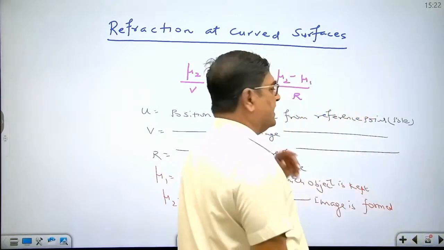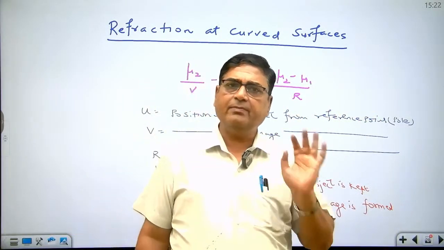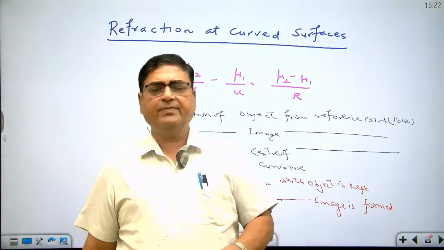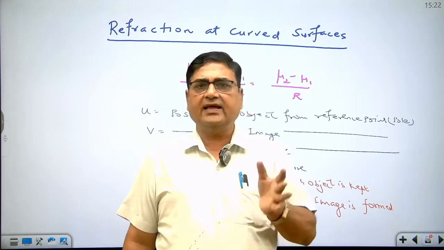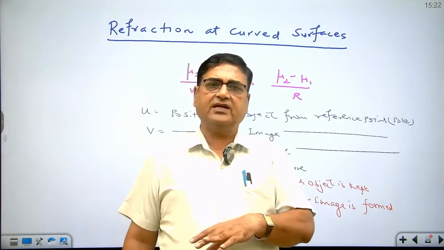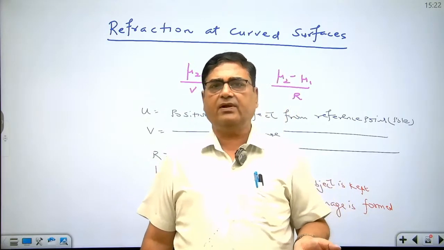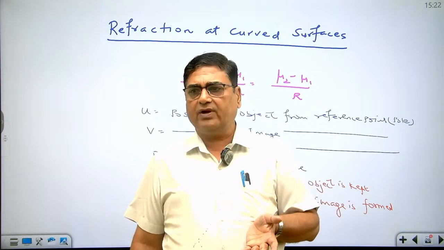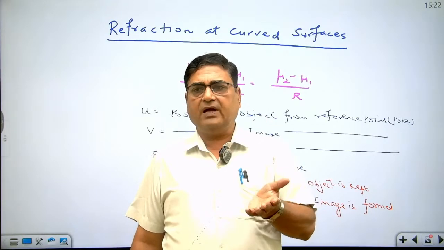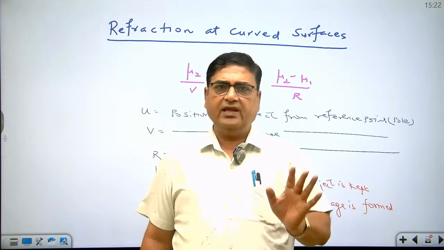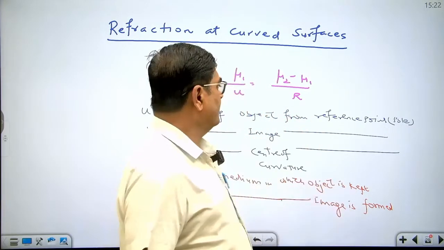And what about the sign convention? We will follow the same sign convention as we followed in case of mirror, okay? All distances measured in the direction of incident ray will be taken as positive, while distances measured opposite to the direction of incident ray will be taken as negative, okay? And no sign will be given to the unknown quantity, and whatever sign comes after solving the problem will be the actual sign for the unknown quantity, okay? That's about the sign convention.